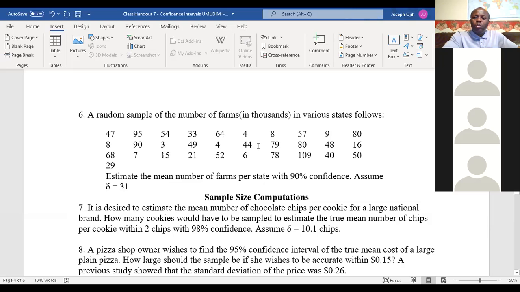In this case, what you're going to do is use Excel. Excel will give you the mean, and of course they give you the standard deviation. Excel will also give you the error margin. So all you have to do is subtract on the left side and add on the right side. Let's try it. You ready?